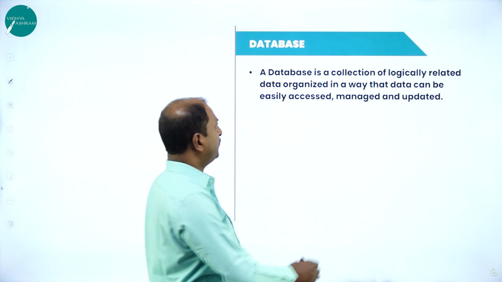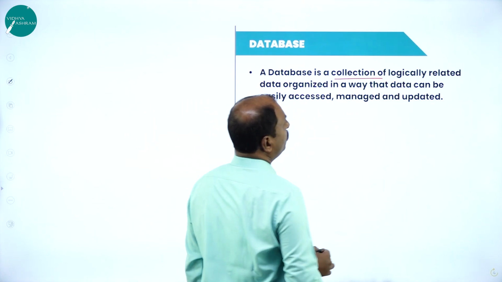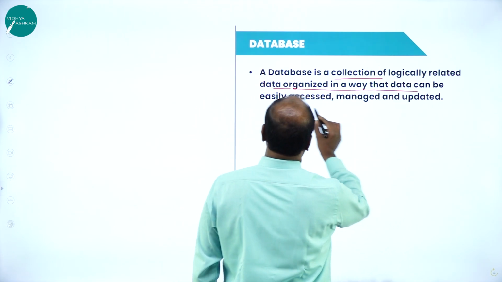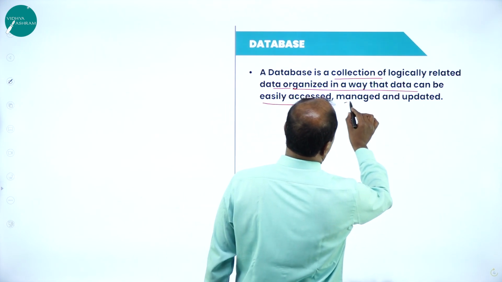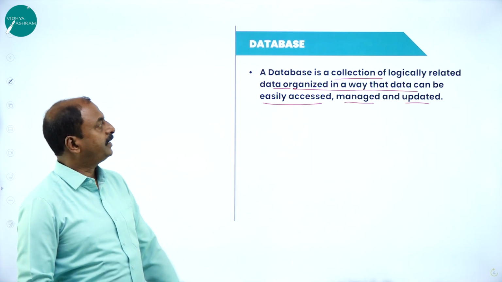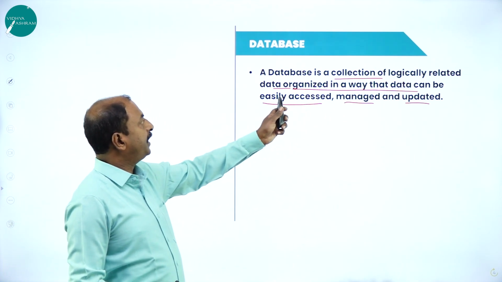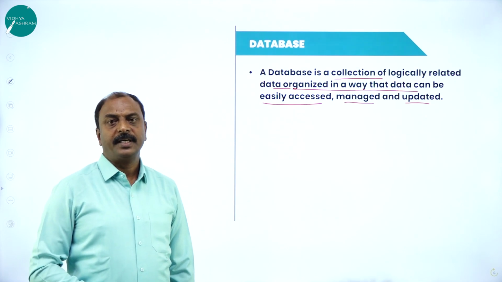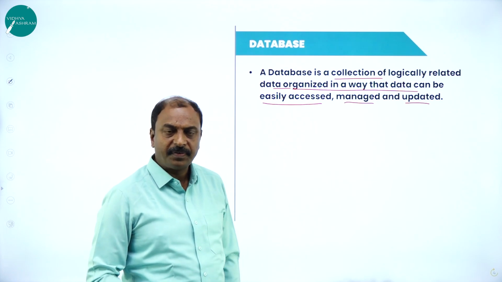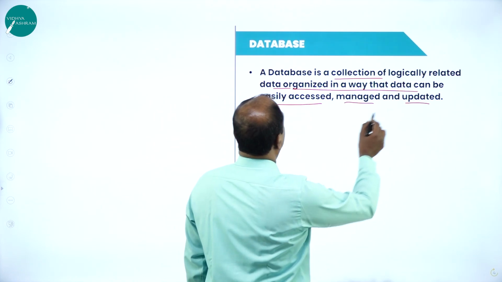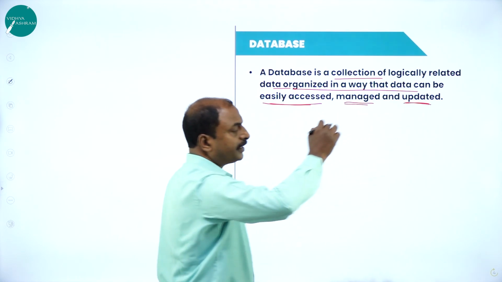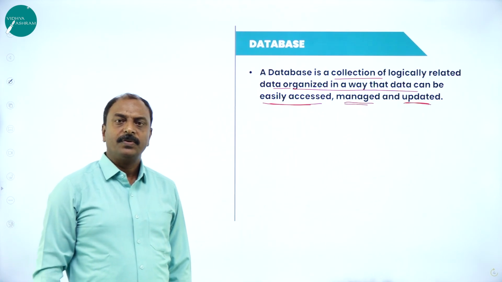So, database is a collection of logically related data organized in a way that data can be easily accessed, managed and updated. So, what is the definition of database? It is a collection of logically related data, or we can say it is a collection of records, and it should be organized in such a way that the user finds it easy to access, manage and update the data. So this is the definition of database.